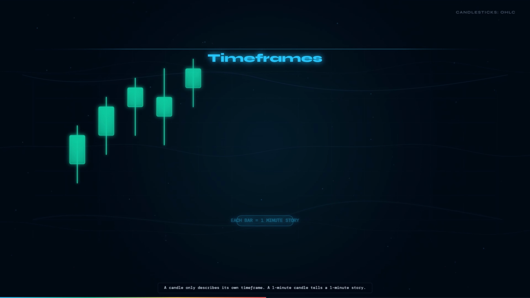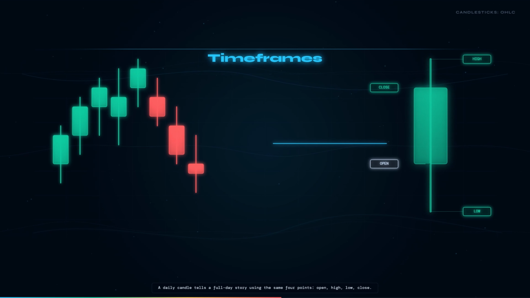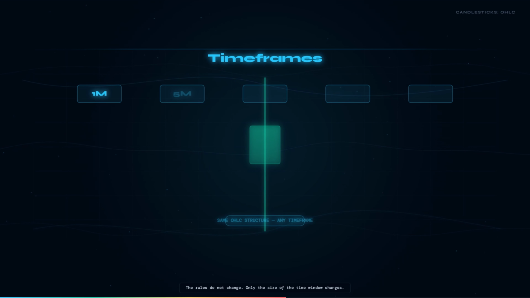A candle only describes its own time frame. A 1-minute candle tells a 1-minute story. A daily candle tells a full day story using the same 4 points: open, high, low, close. The rules do not change, only the size of the time window changes.